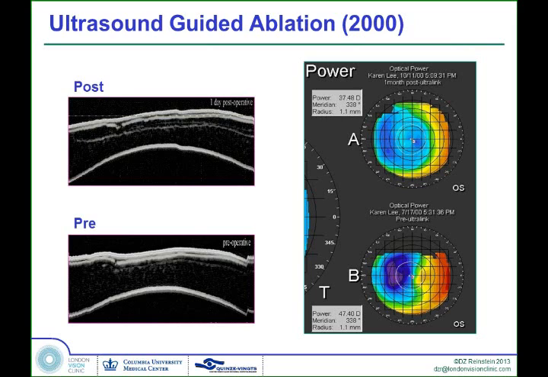This is the before total optical power map through the cornea, and this is afterwards. And you can see this is in 2000. This is 13 years ago. Like the first stromal-guided, topography-guided treatment, stromal surface-guided treatment, very effective.